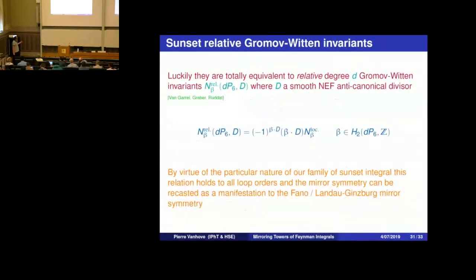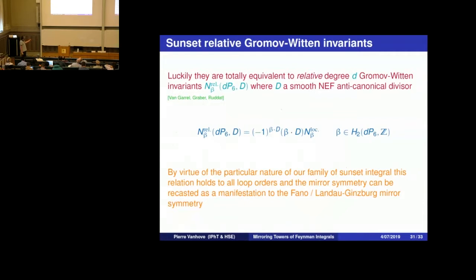And so actually what we realize is that this local Gromov-Witten invariant is equal, up to some factors, to the relative Gromov-Witten invariant for the case of the sunset. I added the del Pezzo 6, dP6, relative to some divisor, okay? And the divisors are the ones that are selected by my mass configurations.